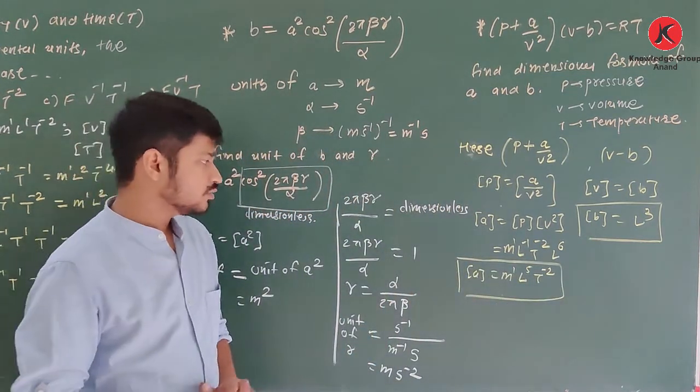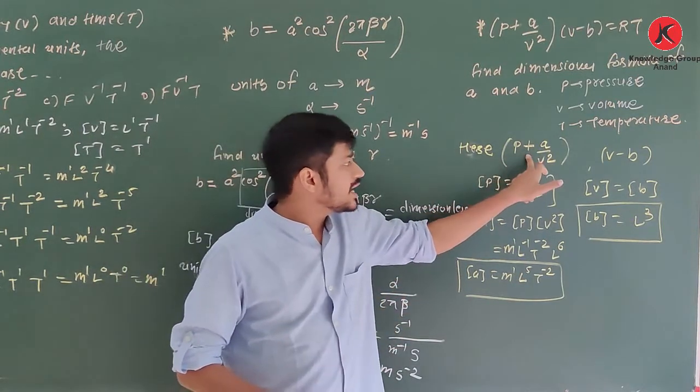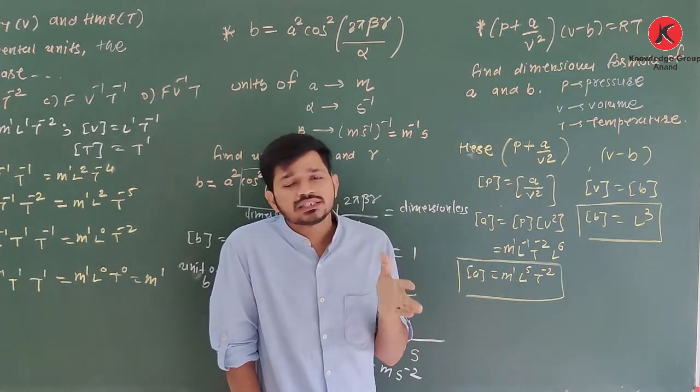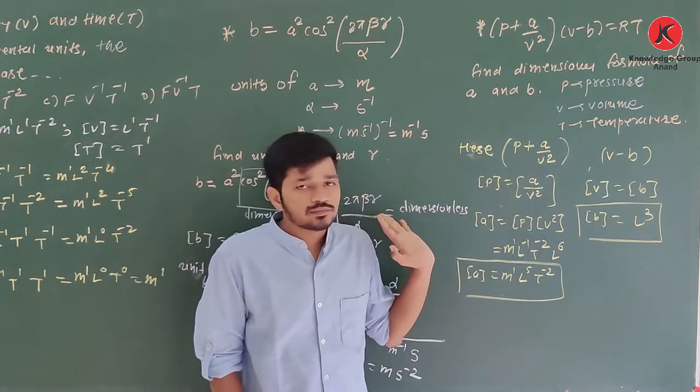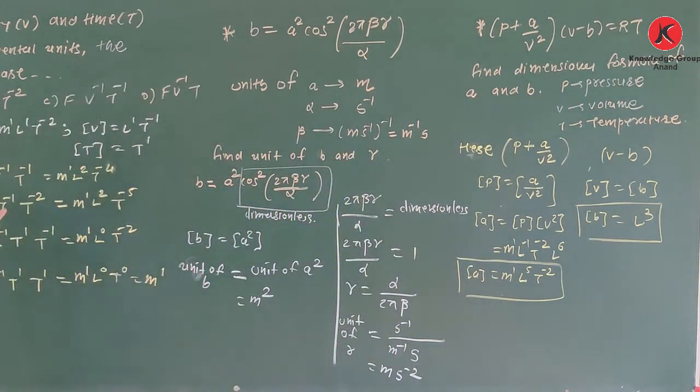Clear? So again, what you have to remember: P plus a upon V squared. There is addition of these two terms, and addition of these two terms means the dimensions are the same. Clear about this? So yes, you have to remember how to solve such questions. Okay.